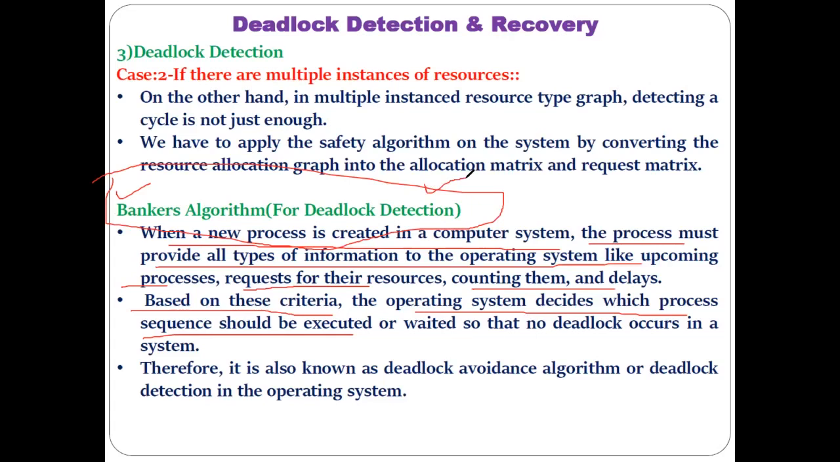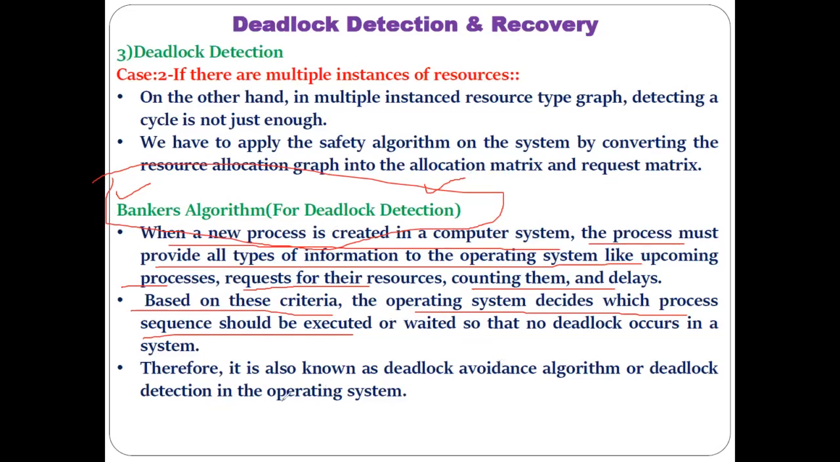Now the banker's algorithm is applied, and it will tell us whether the system will remain in the safe state or the unsafe state. If the banker's algorithm tells us that the system will remain in the unsafe state, then it means deadlock detection has been done. If the algorithm tells us that the system will remain in the safe state, then the resources can be allocated and it means the system will not go into deadlock. So the operating system takes the help of the banker's algorithm for deadlock detection.